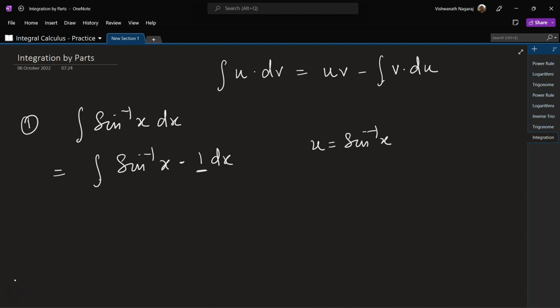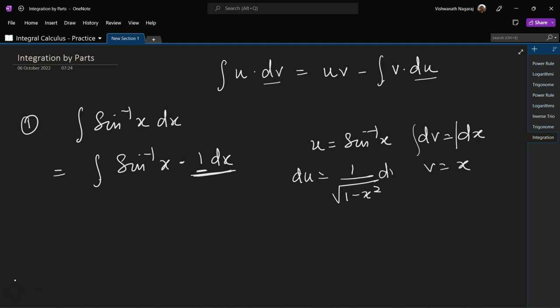and remember we want dv. So this is going to be dv, 1 dx. So dv is equal to 1 dx. What we'll do is we'll integrate both the sides. So we get v is equal to x. Okay. Now du would be, remember here we require du, we require dv, and we require u and v. So the derivative of this is 1 by square root of 1 minus x square dx.